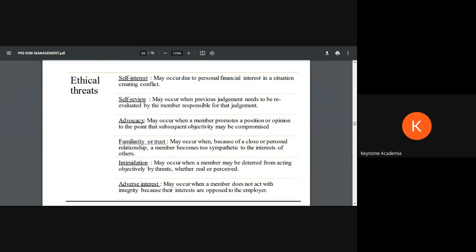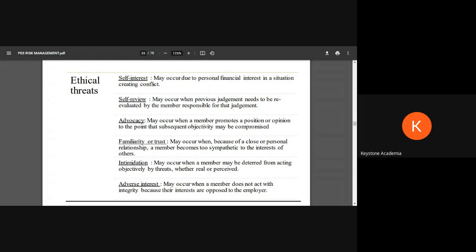So when we are making a policy of everything, we should also be careful that we should know what kind of threat is there, and that there should be proper whistleblowing facilities and everything. Like in this case, we need to know ethical threat can come from self-interest, because people are getting remuneration based on the performance. So they might try to alter the performance. Self-review, if they are just trying to review their own work. Advocacy, promoting each other. Familiarity or trust, their friends, family.